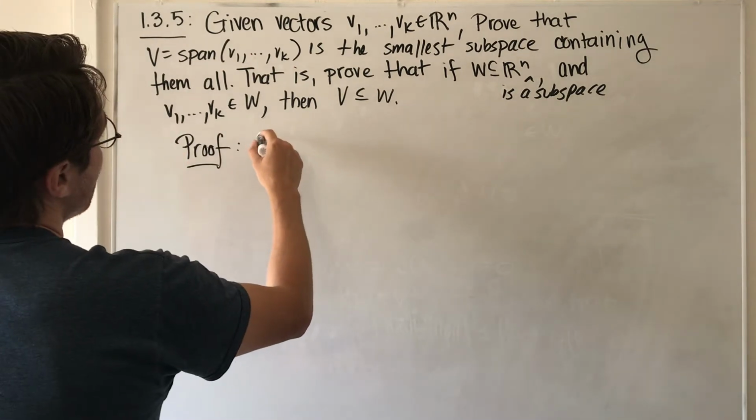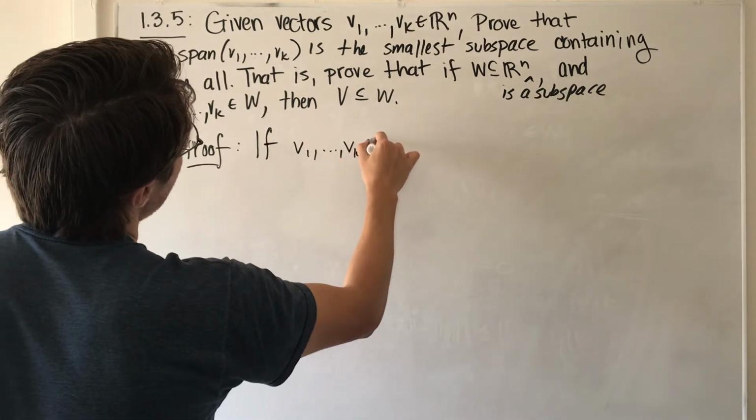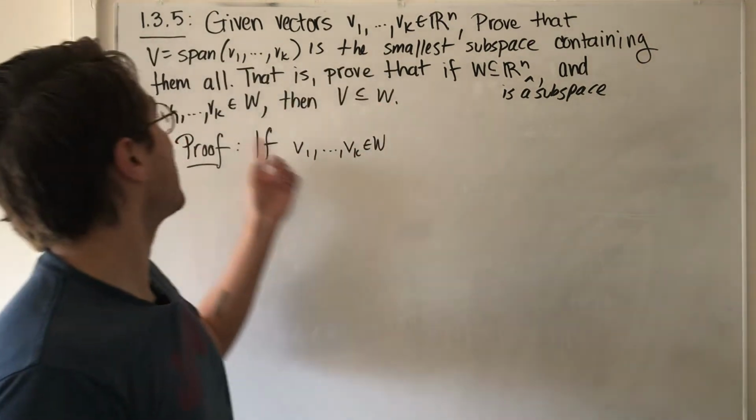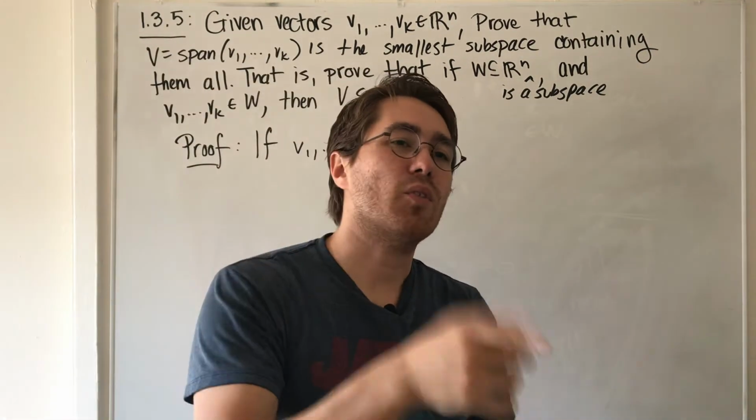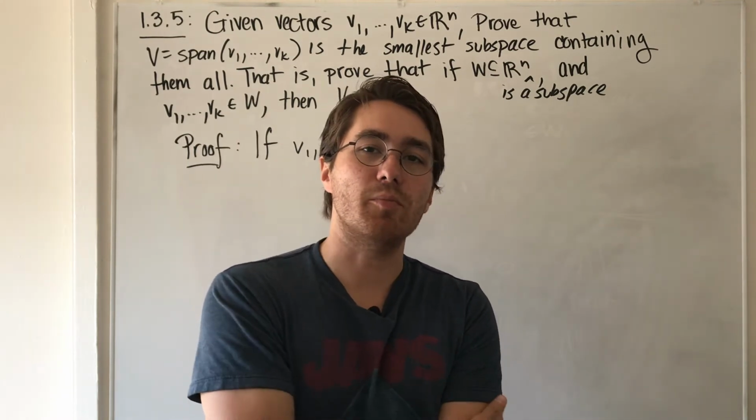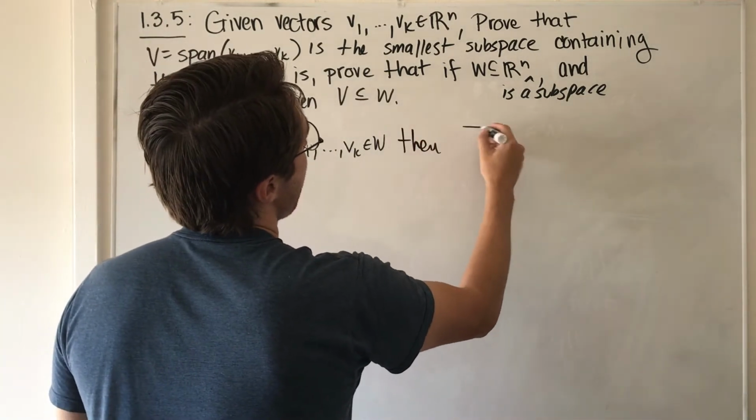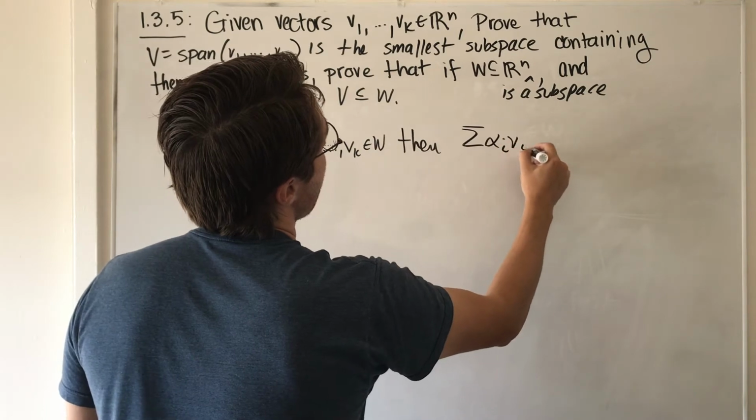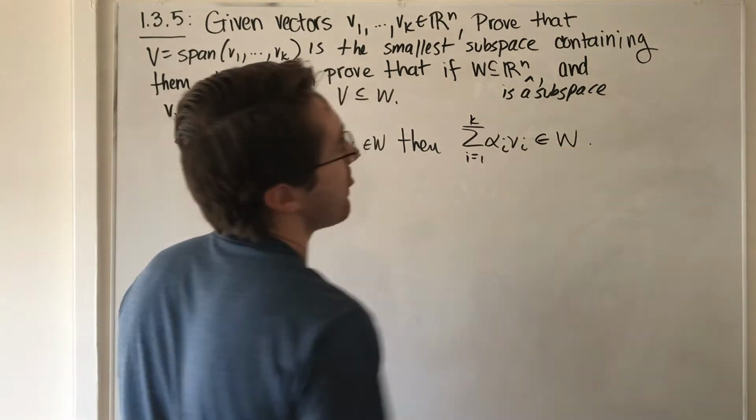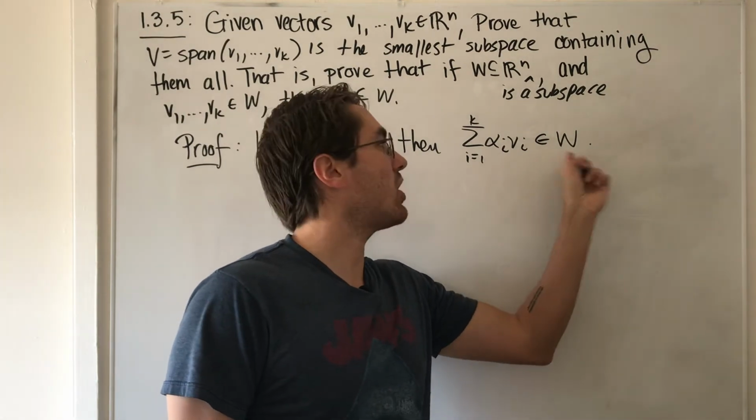So we know that v1 through vk belong to W. What do we know if we know that that's true? We're given that v1 through vk belong to W, but we know that W is a subspace, so it's closed with respect to addition and scalar multiplication. So any combination like this, any linear combination, is also an element of W.